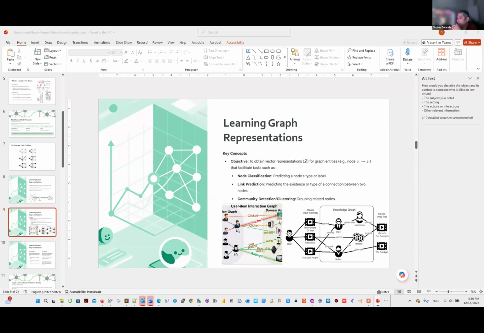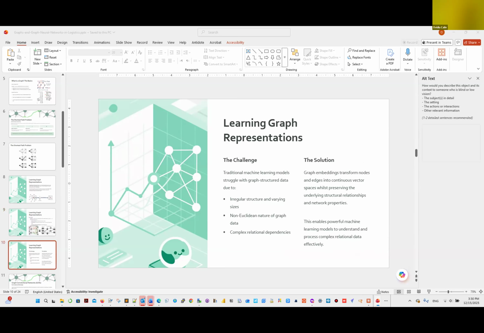We use knowledge graphs in recommendations. For example, when social media recommends that you connect to someone, it is basically because this potential connection has been identified through these sorts of structures, through this graph representation.